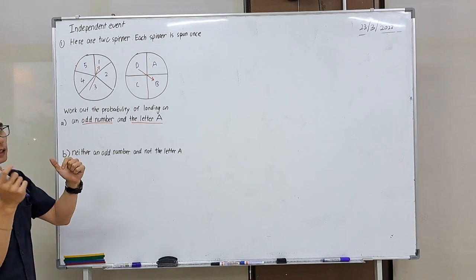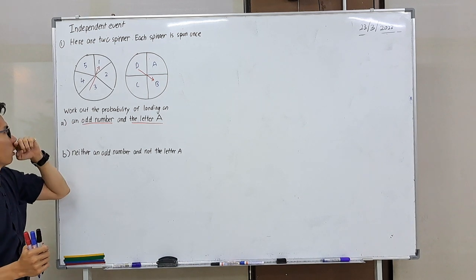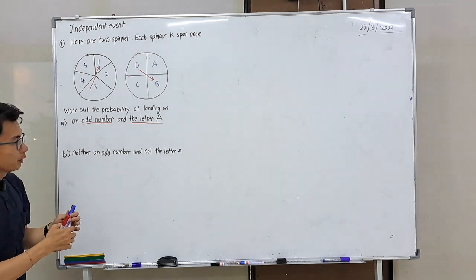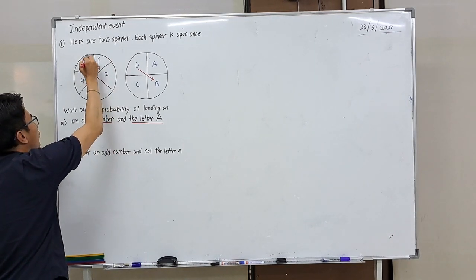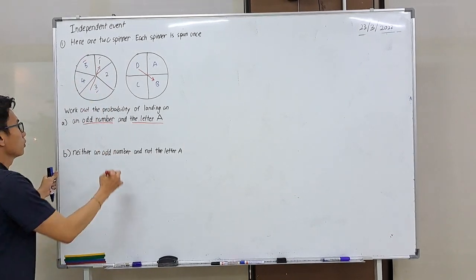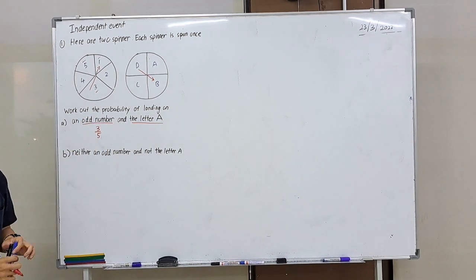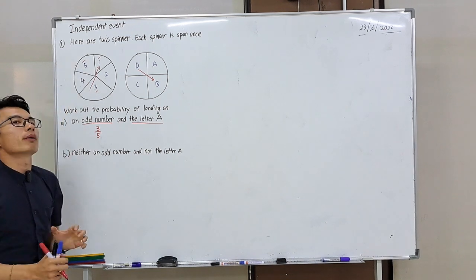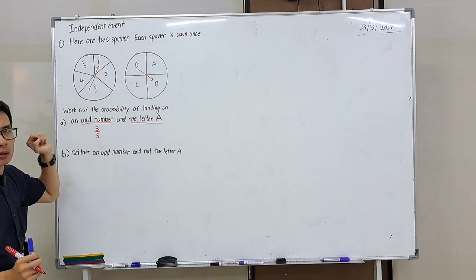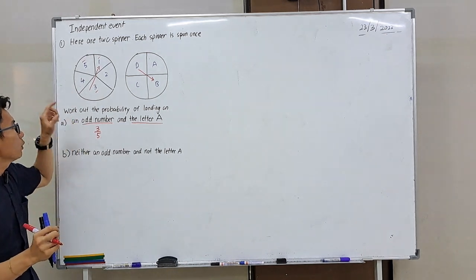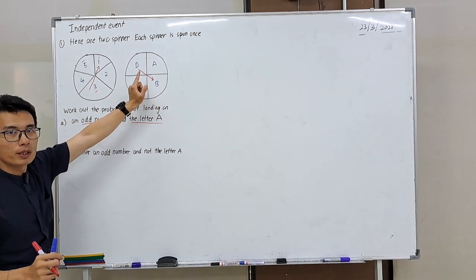So what are we interested in? First, let's look at this one. When I spin this spinner, what's the probability I will get an odd? My odd numbers are 1, 3, and 5, so that will be 3/5, right? This is the probability that I will get an odd. Now try to think about it: will this result affect what I get over here?